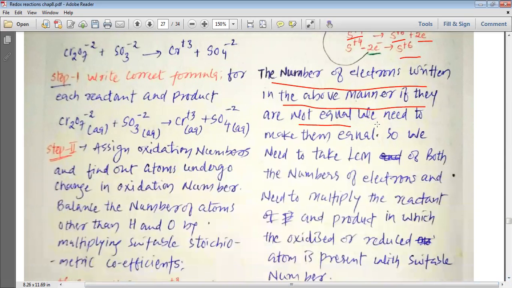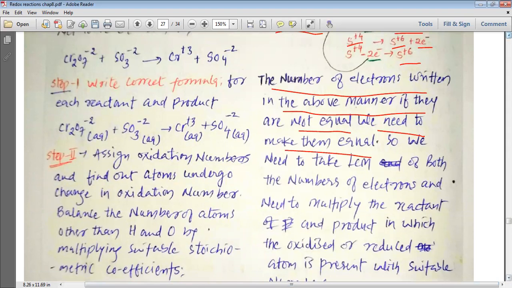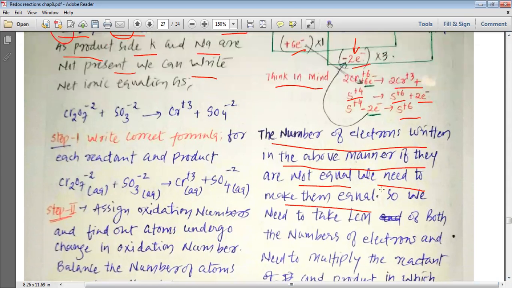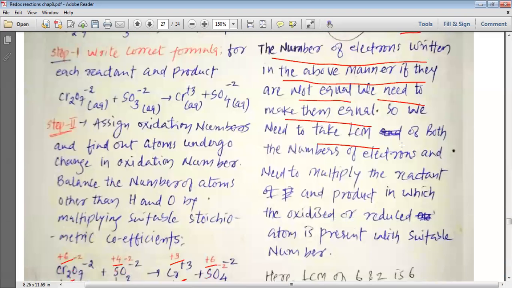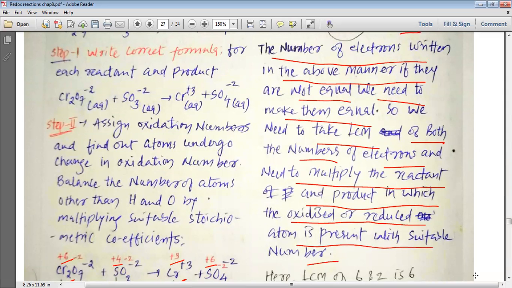So if they are not equal, we need to make them equal. This exchange of electrons should be equal in both these cases. So to make them equal, we need to take the LCM of both these numbers of electrons and multiply the reactants and products in which the oxidation or reduction atom is present with the suitable number.